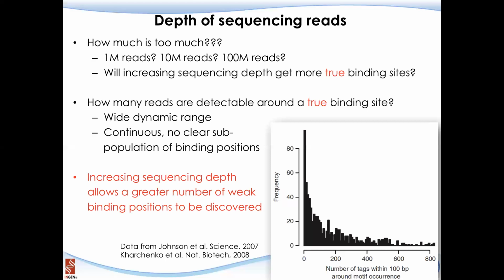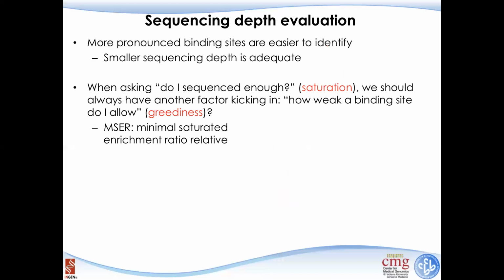Now, let's answer. Increased sequence depth will allow a greater number of weak binding positions to be discovered. So be careful. Another thing is, if the design is okay, if the platform I mean is right, then maybe a small sequence depth is enough to identify those pronounced binding sites. That's what we showed before.